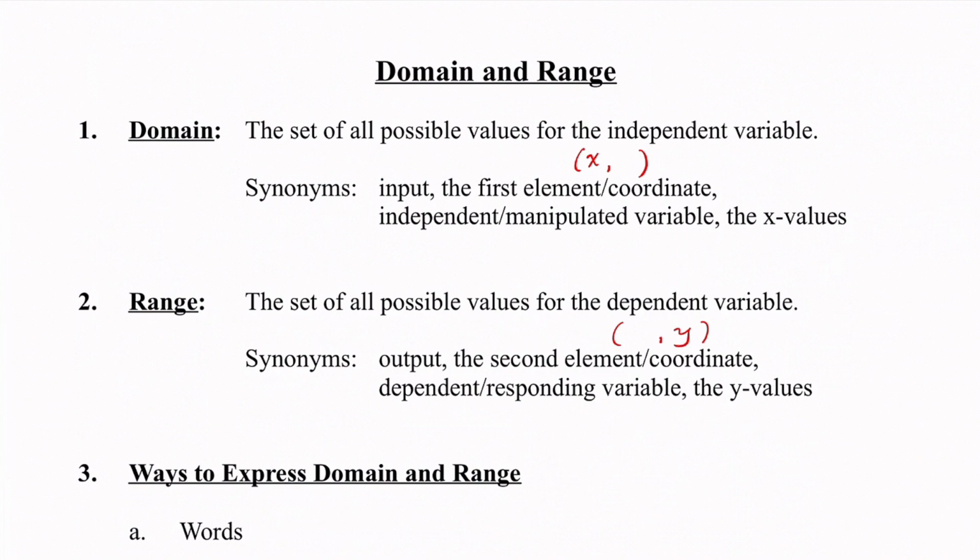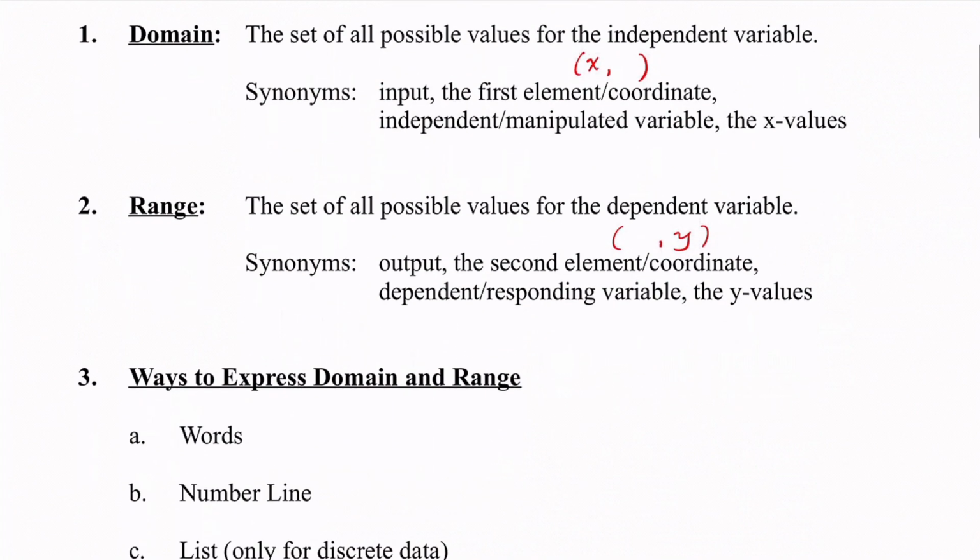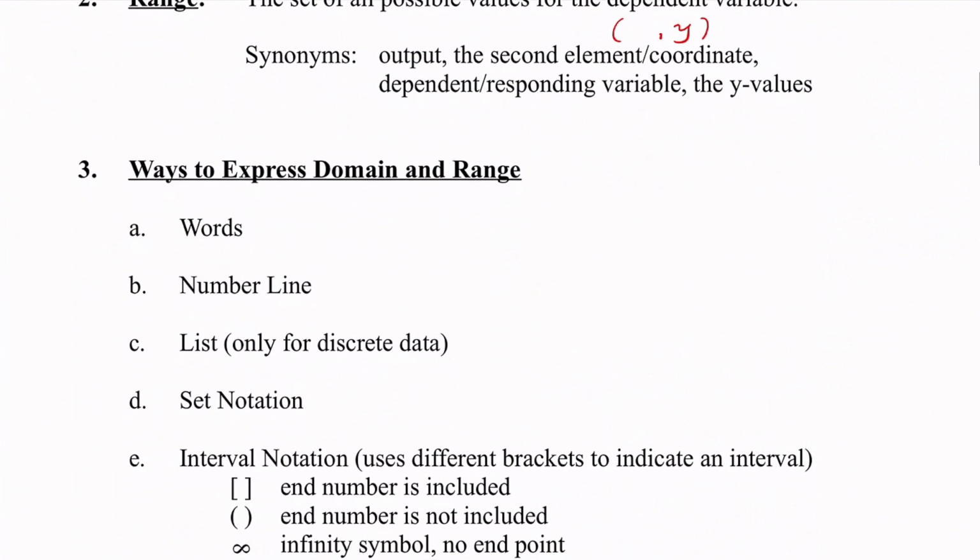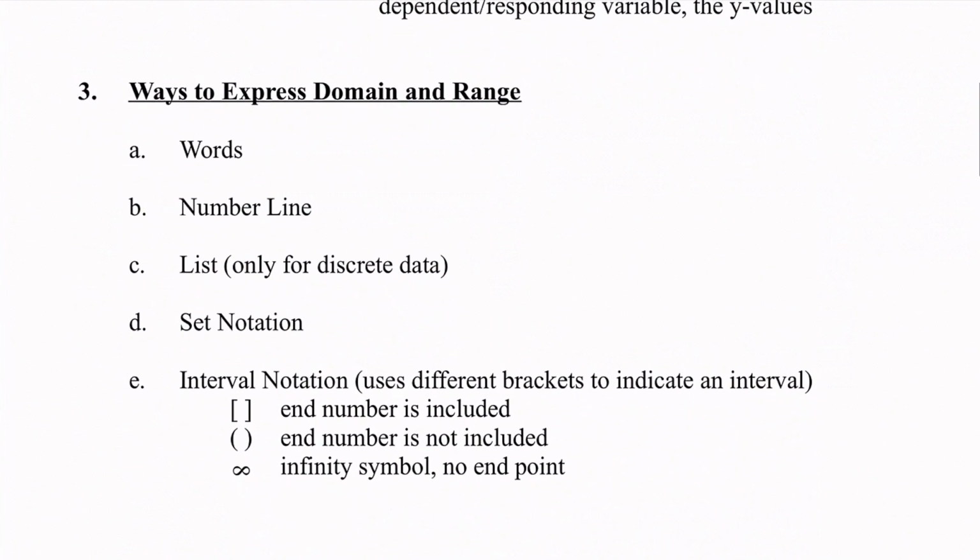So there are a number of ways that we can represent the domain and the range. Some of these we're going to use more often than others. For the first one, A, we could use words. We're literally just going to write out in words what the domain or range is. The second one is a number line. So you're going to draw a number line, something like this. You'll have arrows on each side, and you'll have some points on there.